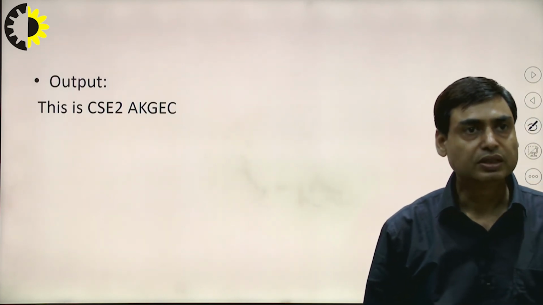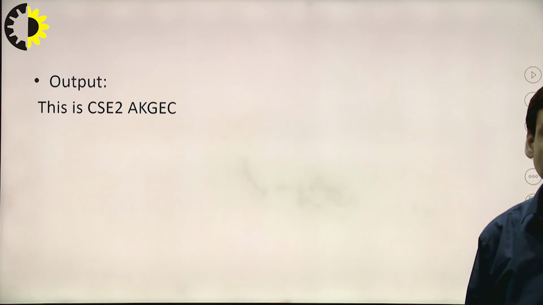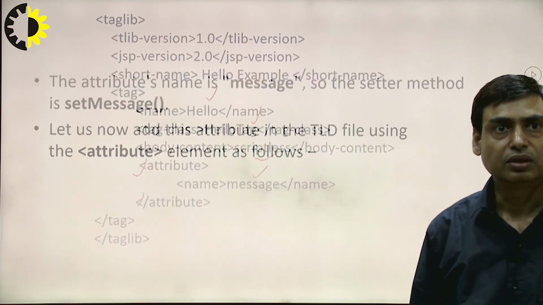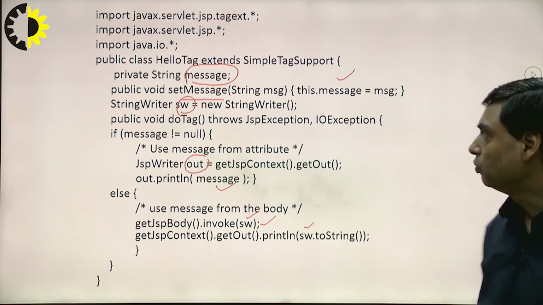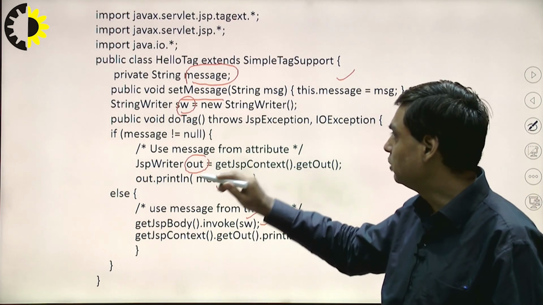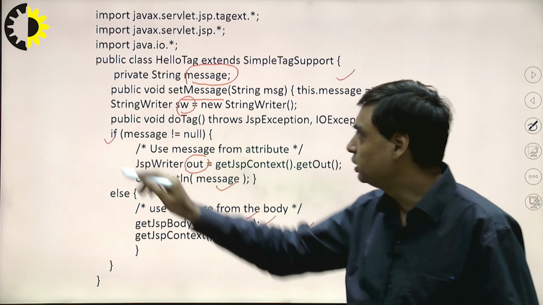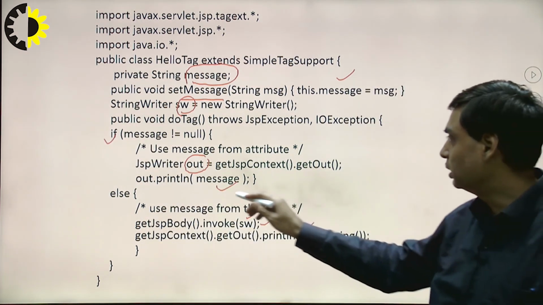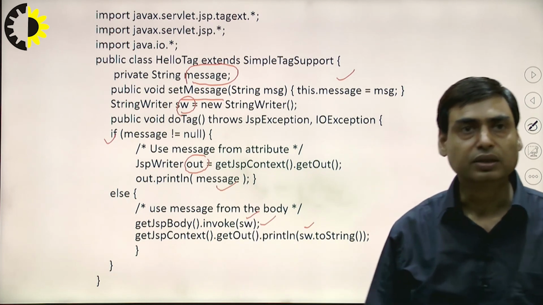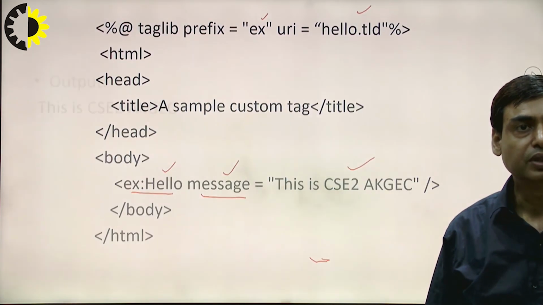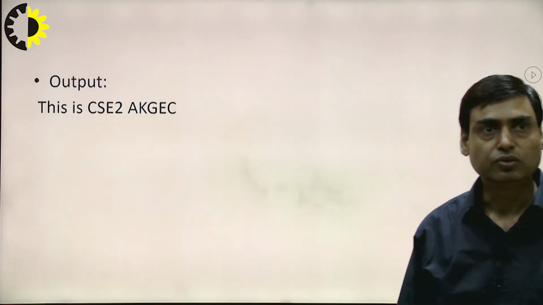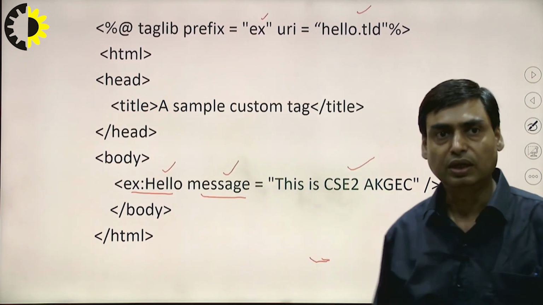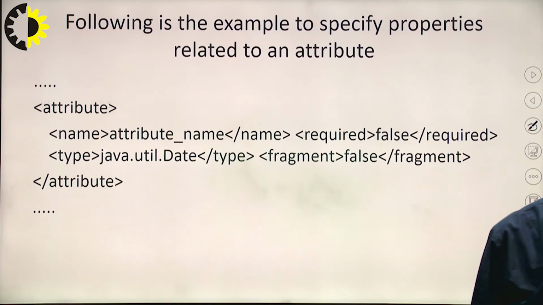Now when we run this program, it will display "This is CSC to AKGC". We already defined the tag handler for this one. This is the tag handler. We have the attribute name message. So it will take the if statement, message is not equal to null, and will display the message with the help of out.println. Therefore the output will be "This is CSC to AKGC", the output of this tag hello, which already defined the attribute message.